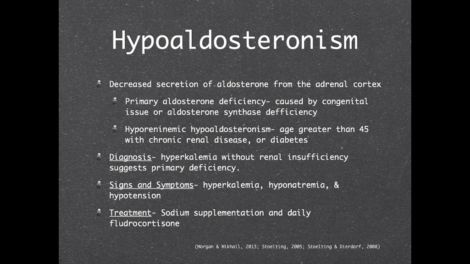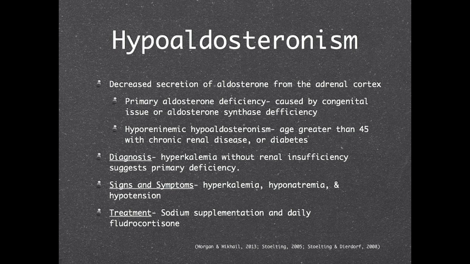Hypoaldosteronism is a decreased secretion of aldosterone from the adrenal cortex. Primary aldosterone deficiency is caused by a congenital issue or aldosterone synthase deficiency. Hyporeninemic hypoaldosteronism usually occurs in people of age greater than 45 with chronic renal disease or diabetes. Diagnosis is typically made by noting hyperkalemia without renal insufficiency, suggesting a primary deficiency.